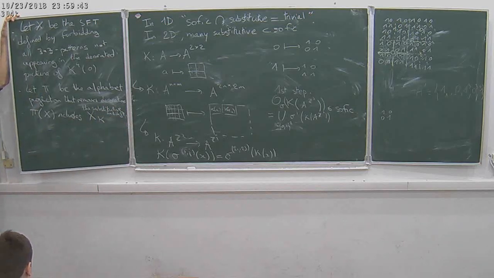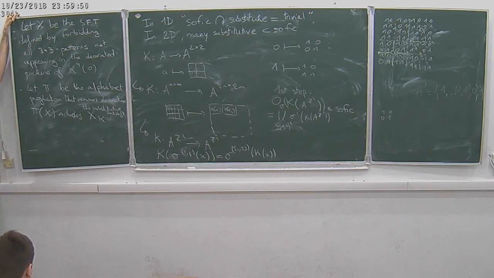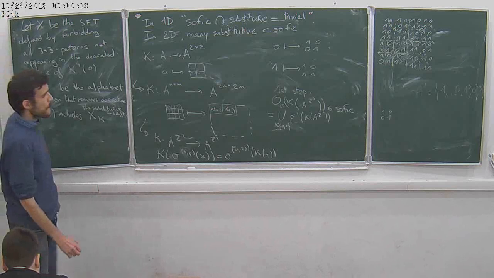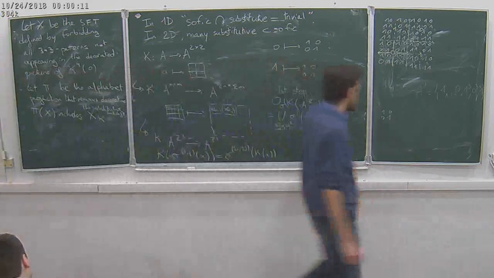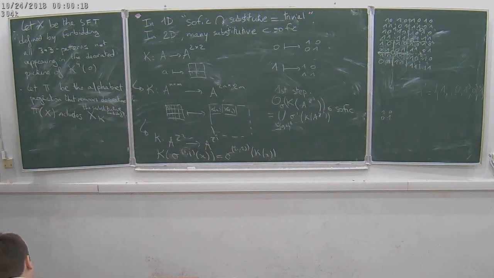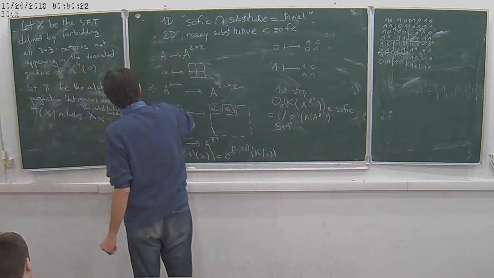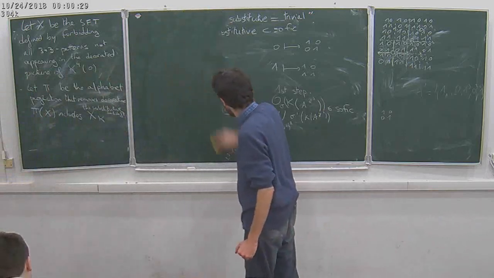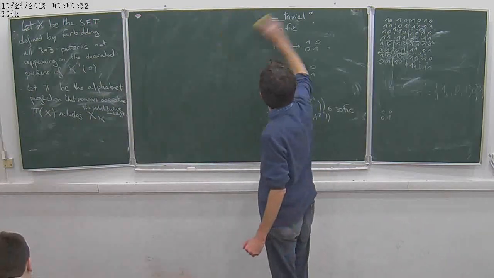Now we have to prove the contrary, that every configuration in pi of X is obtained as a limit of shifts from this picture. It's not really obvious. Do you see why it's true? Maybe it's not true because I forgot one decoration, but we will see it together.